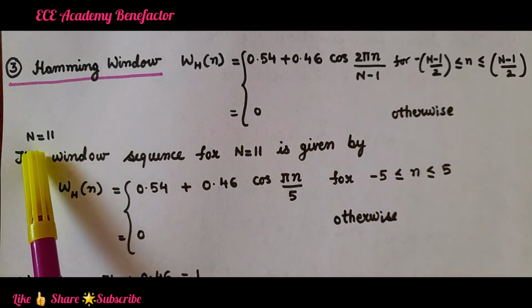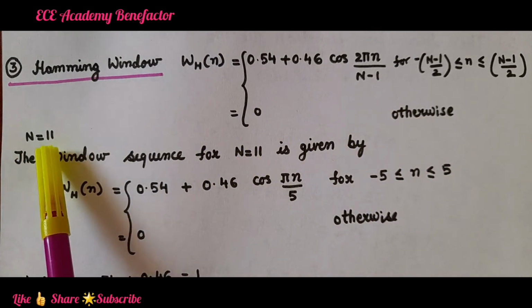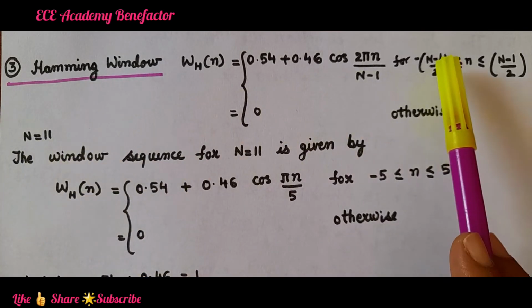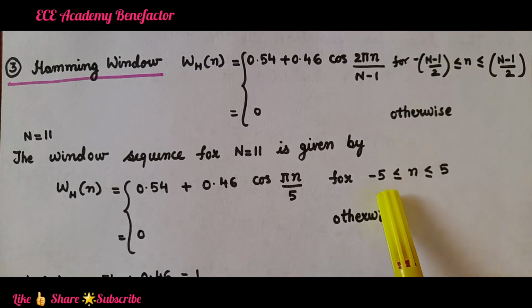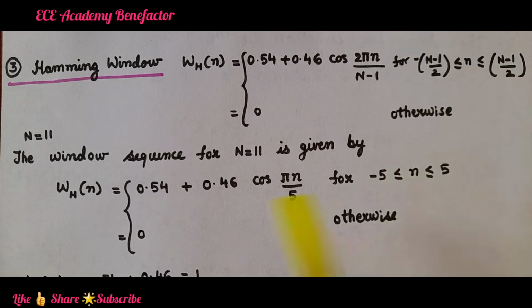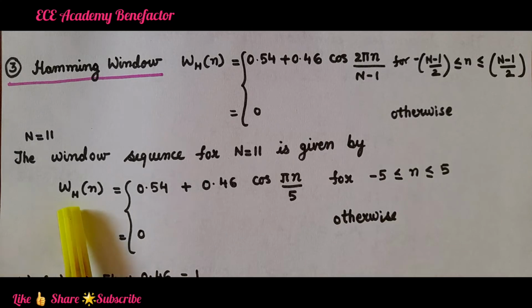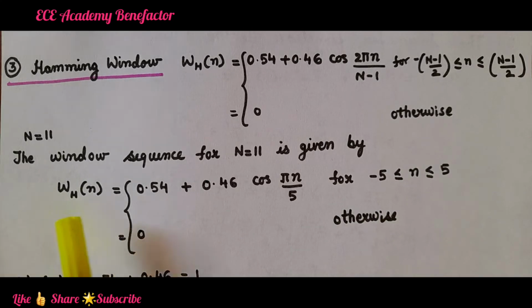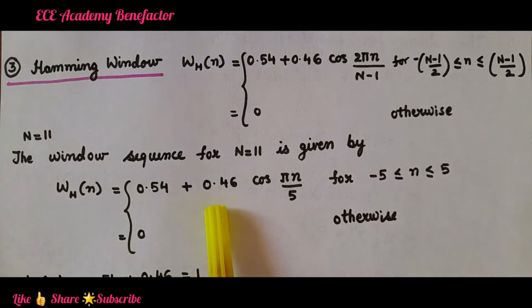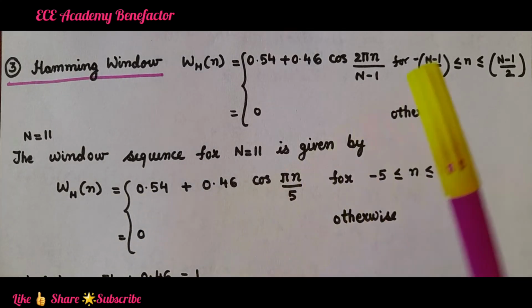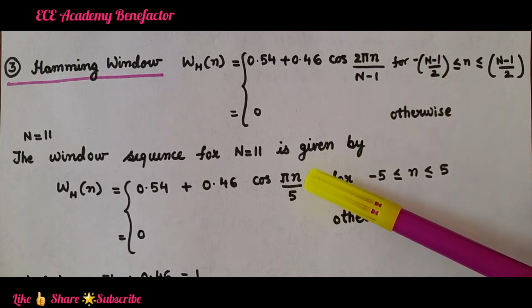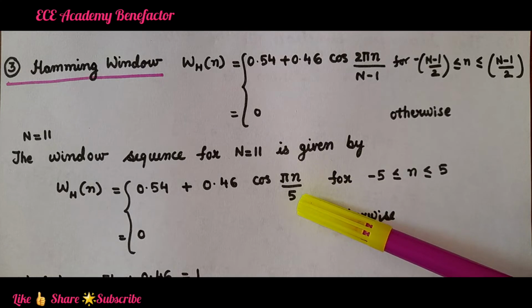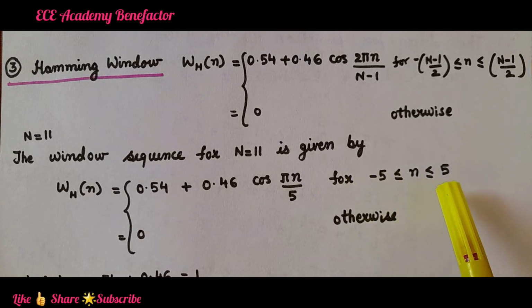The value of capital N is given as 11. So this range becomes 11 minus 1, which is 10, and 10 by 2 is 5. So the range becomes minus 5 to 5. The Hamming window definition for the given question is 0.54 plus 0.46 cos of, substituting capital N as 11 and simplifying, cos(pi n by 5), for minus 5 to 5, and is 0 otherwise.